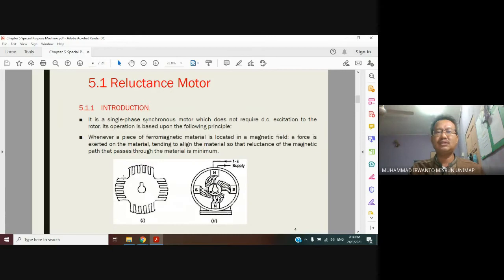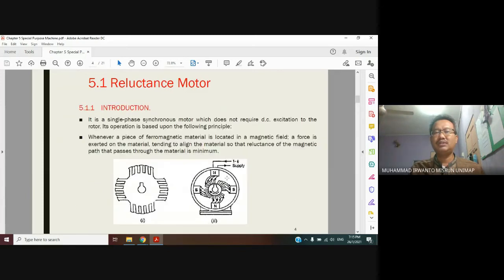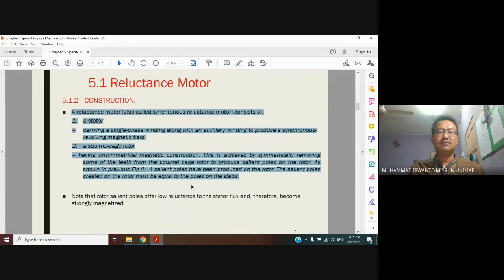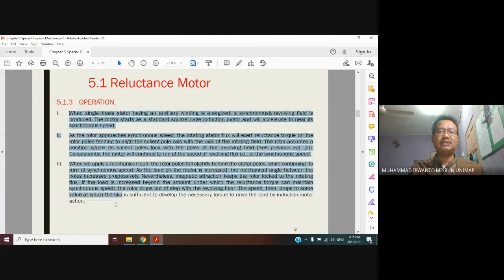Some of the teeth have been removed from the rotor. The number of salient poles created on the rotor must be equal to the number of poles of the stator, meaning if the stator has a certain number of poles, the number of poles of the rotor is the same. Now, for the operation here, I will just read.